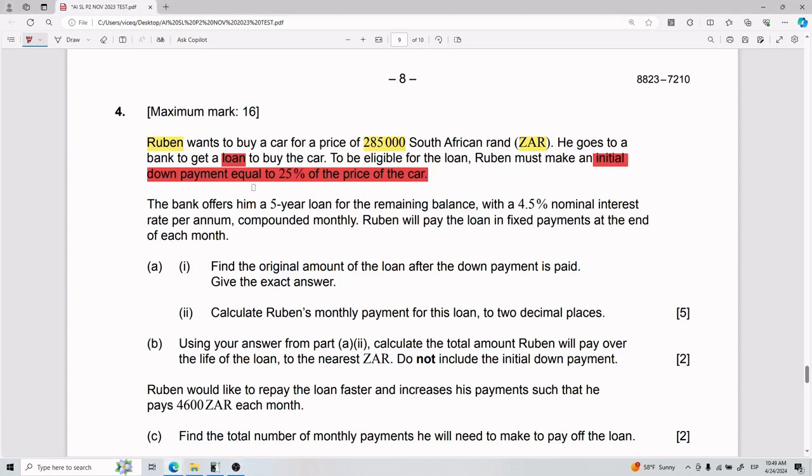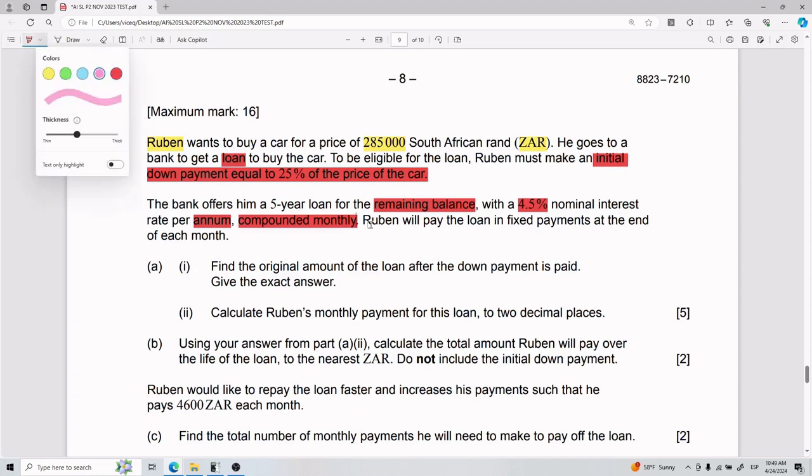All right, and so the bank, if Ruben decides to do this, the bank offers him a 5-year loan for the remaining balance. So first he pays, and for the remaining balance, he's going to have to pay back at a 4.5% nominal interest rate per annum compounded monthly. And so here, there's so many buzzwords, man. It's crazy. But we'll go piece by piece, okay? And then even here, there's key information. Ruben will pay the loan in fixed payments at the end of each month. At the end of each month.